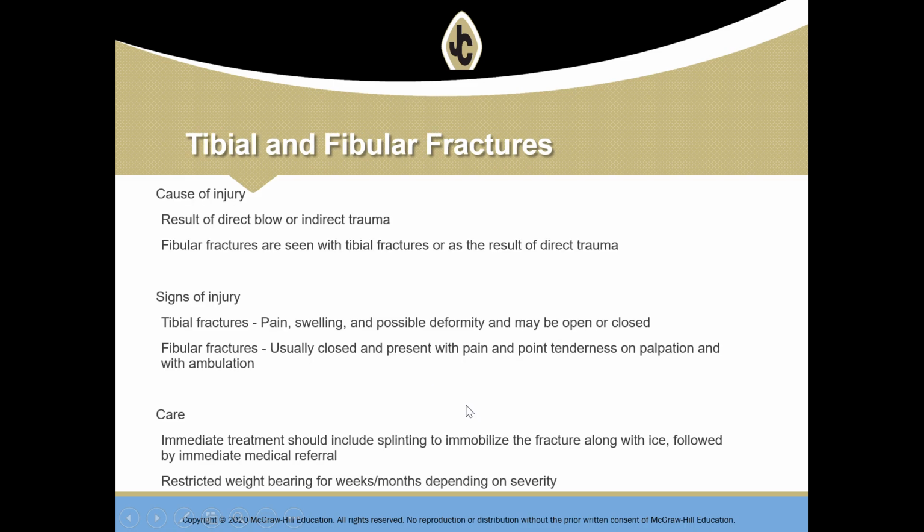Okay, getting into some of the specific injuries of the lower leg. Tibial and fibular fractures. So basically, what's the cause of the injury? It's usually a direct blow or indirect trauma to the bone. So a lot of times with direct blows, you'll have injuries that are more centralized to the middle or upper portion of the bone, and a lot of times indirect trauma, kind of related to ankle injuries, can cause fractures down towards the ankle.